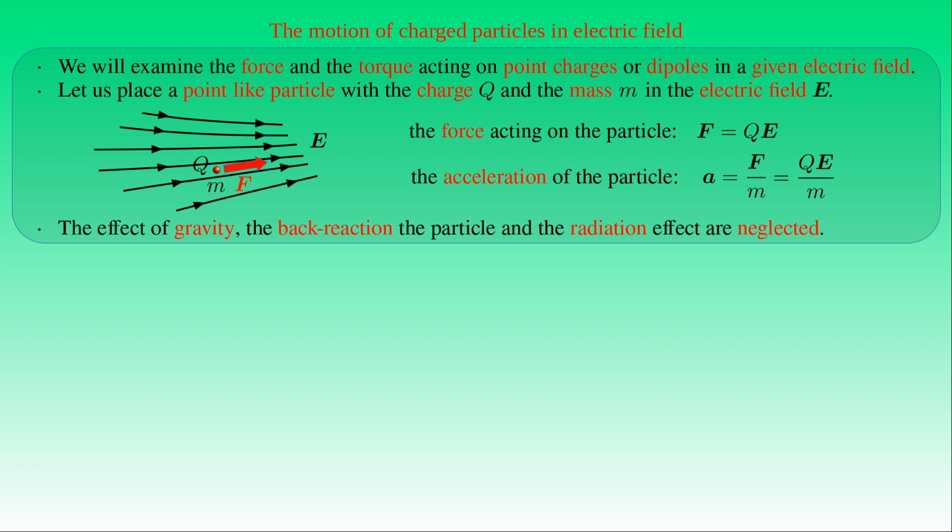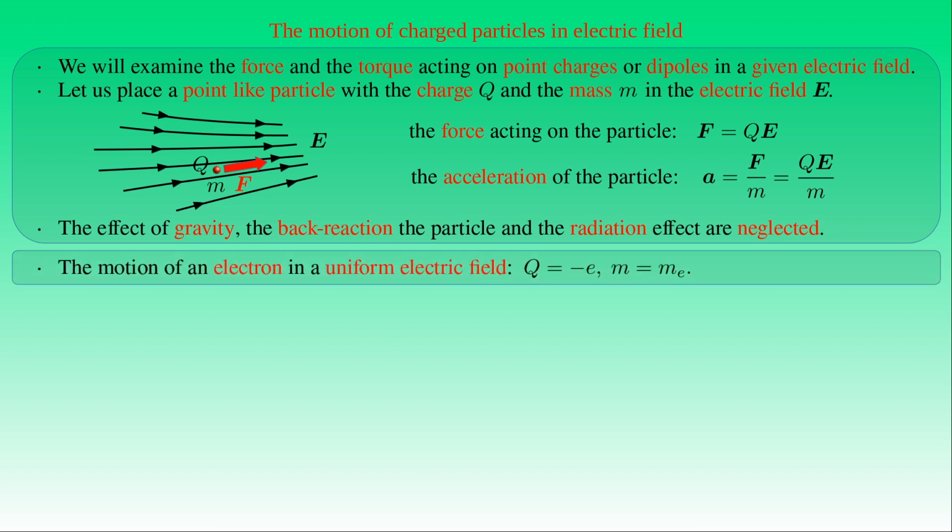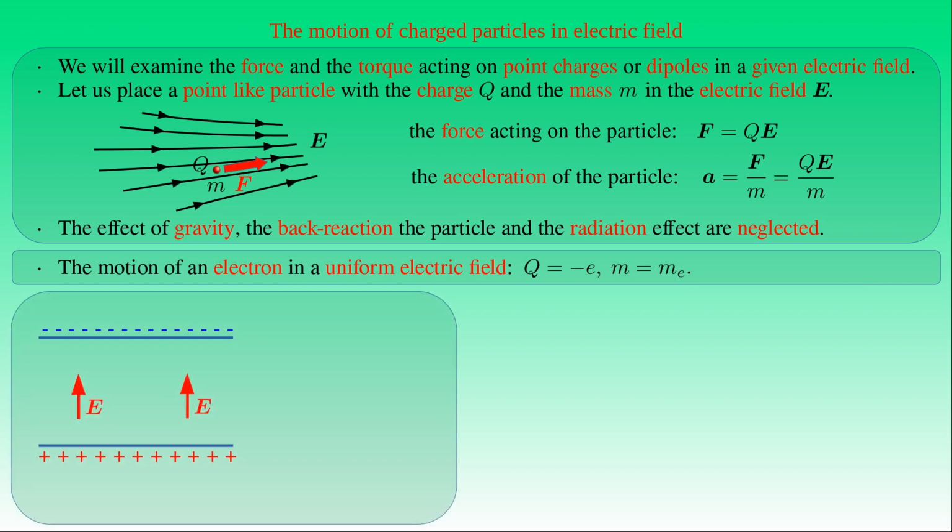Now we will examine the motion of an electron in a homogeneous or uniform electric field. The charge of an electron is equal to minus the elementary charge e, and we denote the mass of the electron by m sub e. In the experiment setup we use two parallel plates with the same but opposite charges where the distance between the plates is much smaller than their size. For such an arrangement the electric field E is uniform in the space between the plates, and points from the positively charged plate towards the negatively charged one.